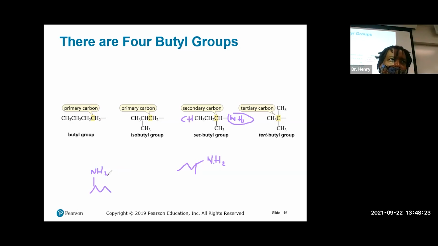Okay, so secondary, second carbon. Okay, and then tert. This is where you have attachments. So you'll have your methyl or your iso, and then whatever else is remaining, and then you'll have whatever it's attached to.